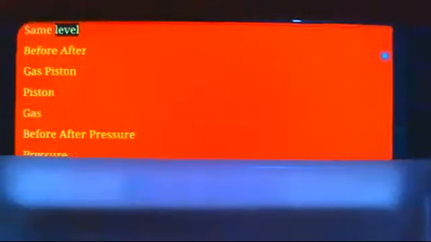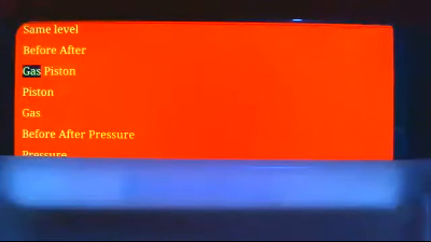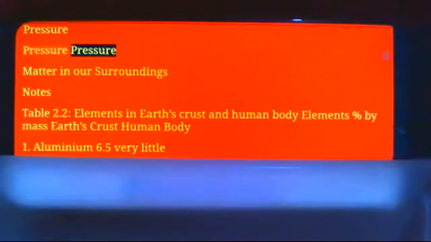Liquid. Same level. Before after. Gas piston. Piston. Gas. Before after pressure. Pressure. Pressure pressure. Matter in our surroundings.